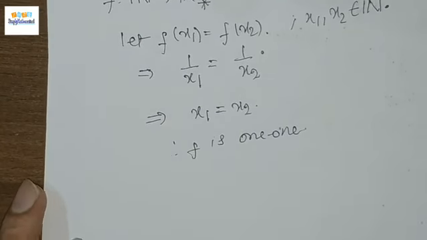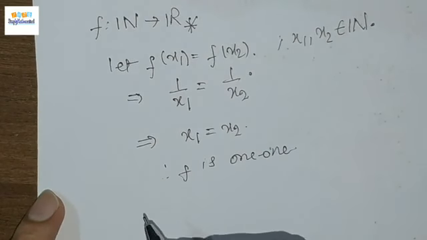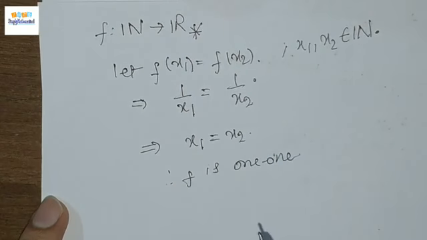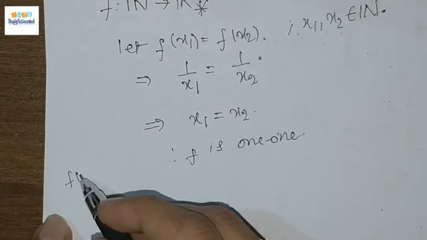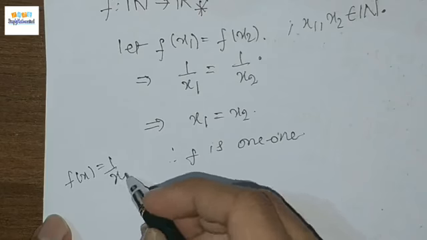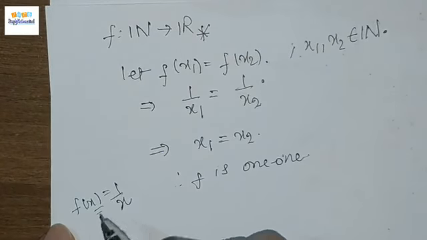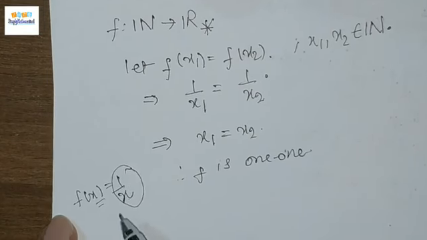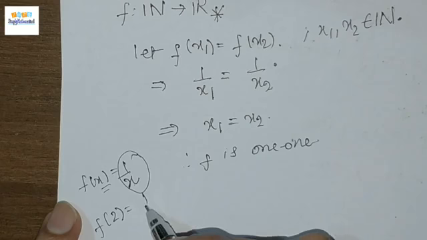Now we have to check whether f is onto or not. You can see that f will not be onto. Why? Because the function is f(x) equal to 1 by x, and you are taking elements from the natural numbers here. That function value is the reciprocal of the natural number. So if you take f at 2, it will be half.